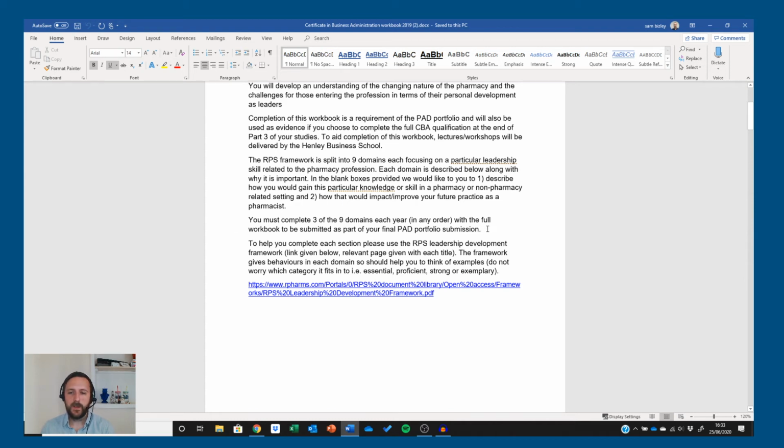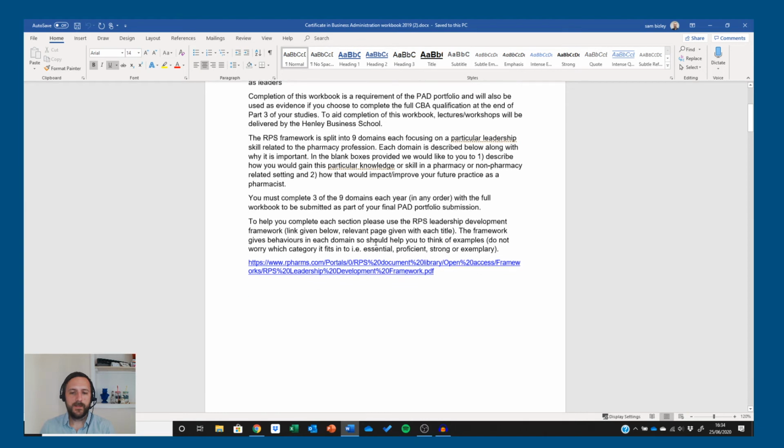It'll be a useful thing to show to future employers that you have engaged with an element of business. Even if you don't do the CBA, you've got this to show that you've thought about business, you've had lectures and workshops from specialists in business, not pharmacy specialists. These are business specialists. And I think that's a really important thing to think of in terms of learning about all those other skills that make a good pharmacist.